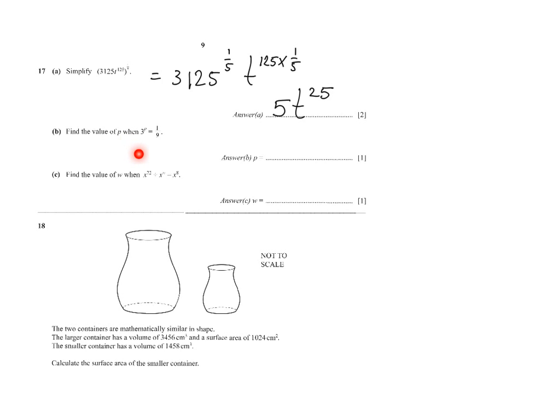Find the value of p when 3 to the power p is the same as 1 over 9. It's only for 1 point. So perhaps some people do that with trial and error. I'll write down a different way of doing it.